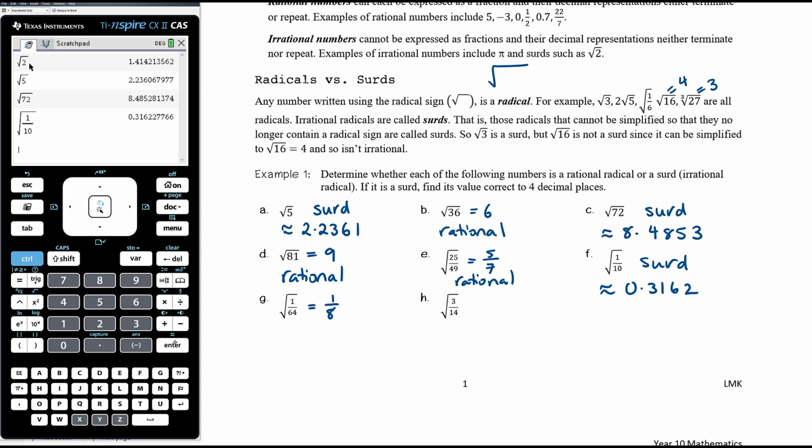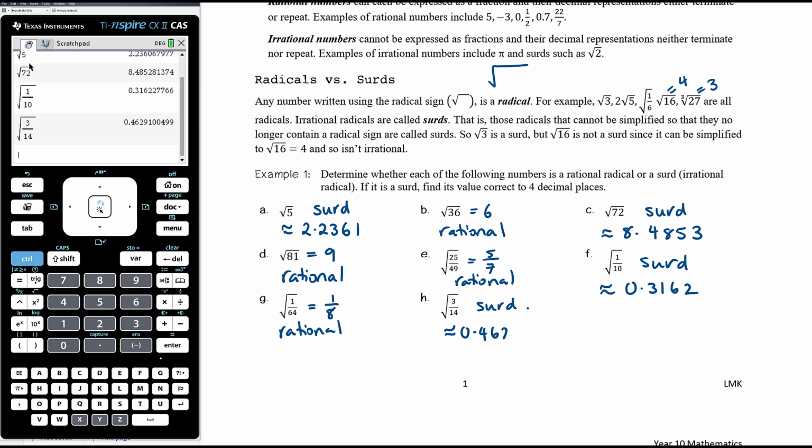1 on 64. Okay, well, square root of 1 on 64 is going to be square root of 1 on the square root of 64, so it's going to be 1/8, and so that is rational. It's not a surd. And the square root of 3 on 14, neither 3 nor 14 can be square rooted to produce a whole number, and so this is going to be a surd. Let's get an approximation for that. Square root of 3/14 is approximately 0.4629 to 4 decimal places.